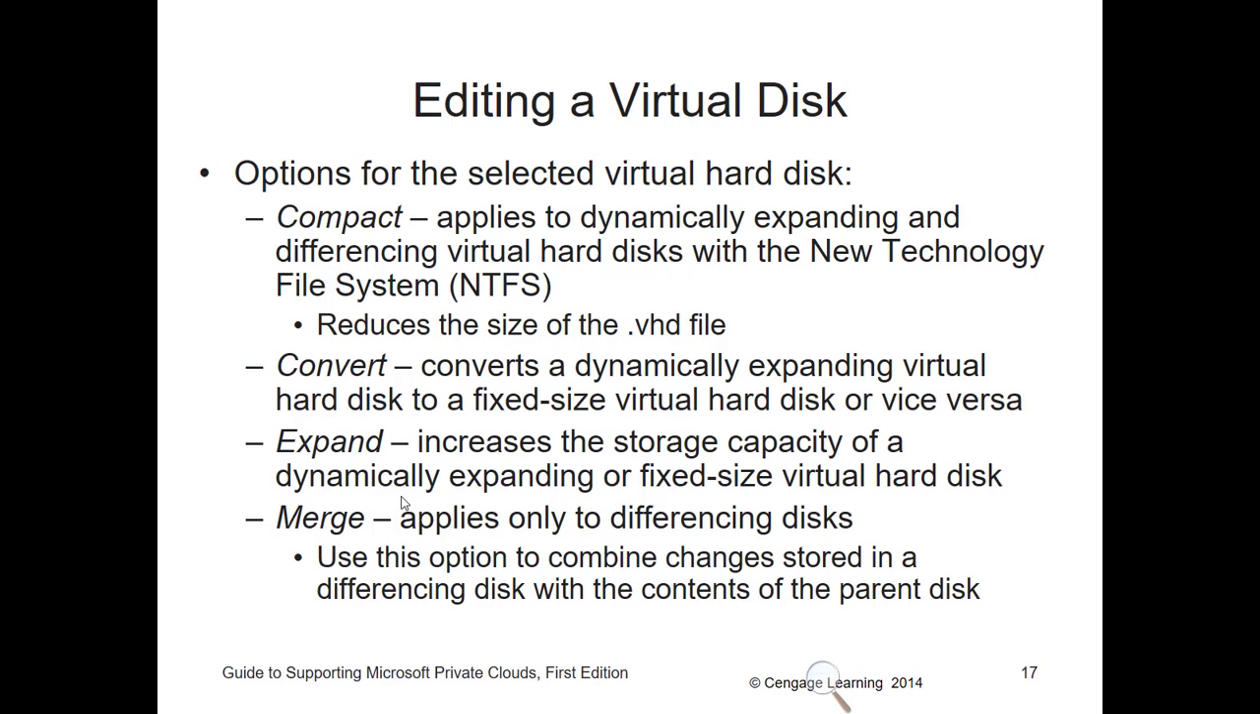To downsize the hard disk, compact is the one. You would use that option for that. So it reduces the size of the hard disk, right? And merge applies only to differencing disks. Use this option to combine changes stored in a differencing disk with the contents of the parent disk. So parent disk and differencing disk could be merged as well, because you're just making everything into one disk.